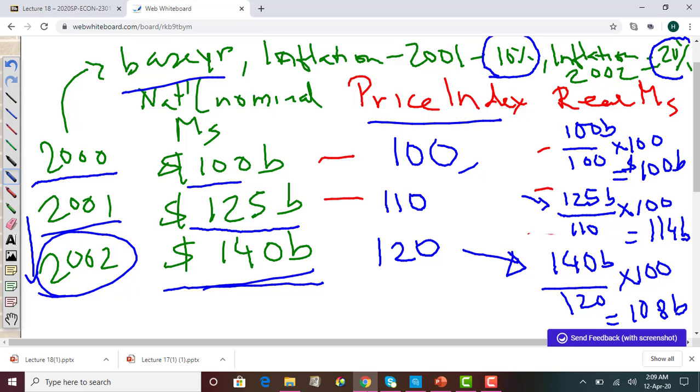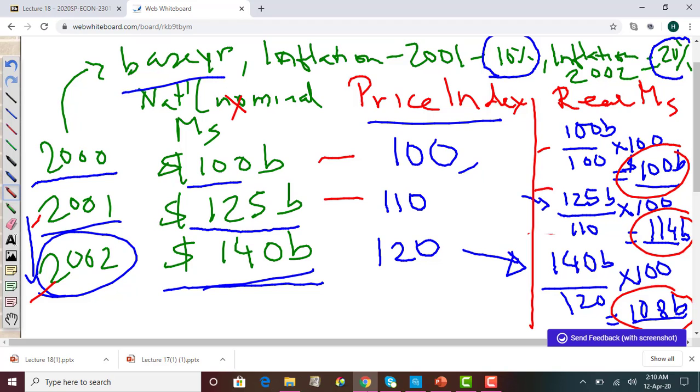If you see, the real money supply actually went down from 2001 to 2002 because the inflation rate was so high. These are the numbers that we should use for comparisons. The ones that I'm now circling in red are the numbers that we should compare over the years. From 2000 to 2001, the money supply did go up by 14 billion, from 100 to 114. But from 2001 to 2002, the money supply actually went down by 6 billion, from 114 billion to 108 billion, because we always compare the real money supply, not the nominal.